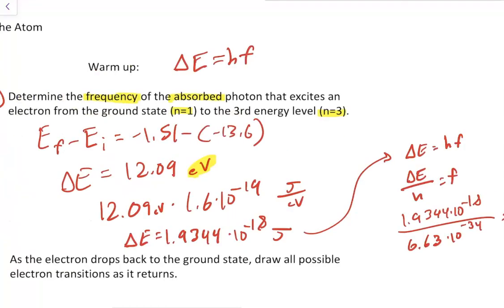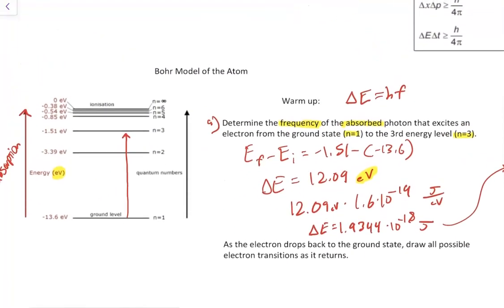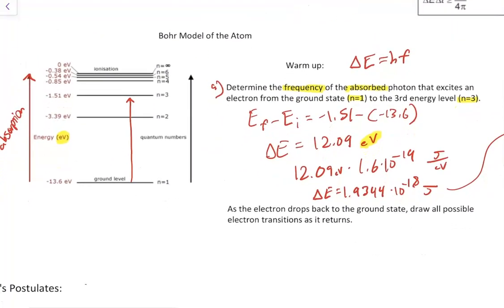The next part is, as the electron drops back to the ground state, draw all possible electron transitions as it returns. So you need to remind yourself that it won't only go all the way down, although that is one of the paths it can take. It can also go down to n equals 2 and then go down to n equals 1. So there are 3 different possible transitions from 3 to 1.